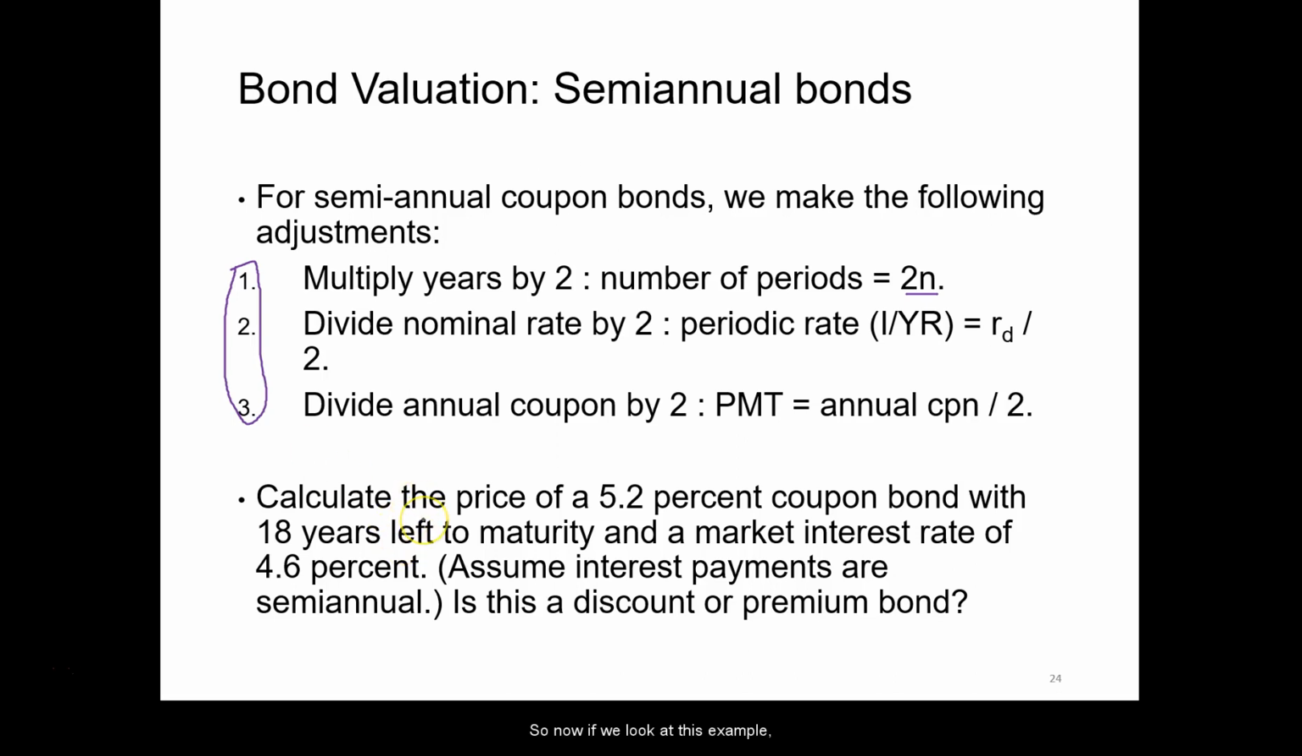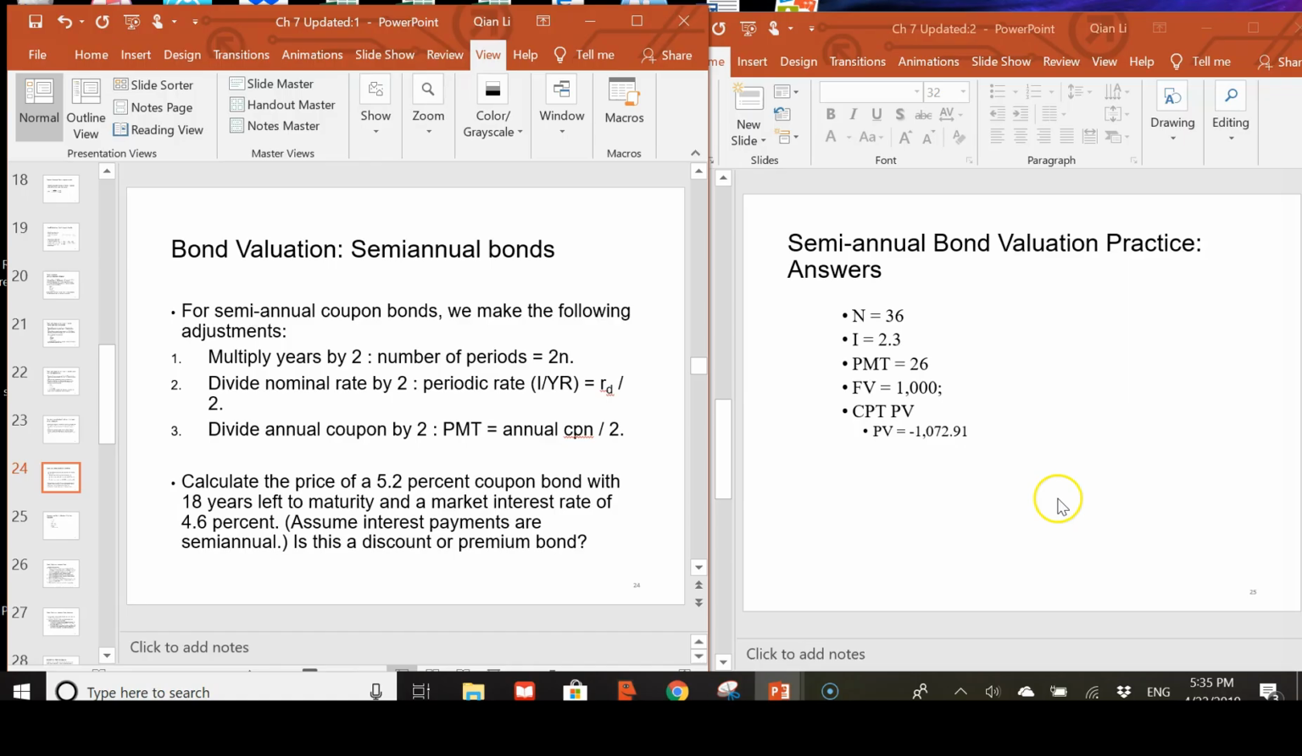So now if we look at this example, we are looking at a 5.2% coupon bond, 18 years left to maturity. Market interest rate, or say the required rate of return, is 4.6%. Semi-annual payments. So what is the price of the bond? And then, according to the price, is this a discount bond or premium bond? Let's see. We are talking about 18 years. 18 multiplied by 2, so we have N as 36.